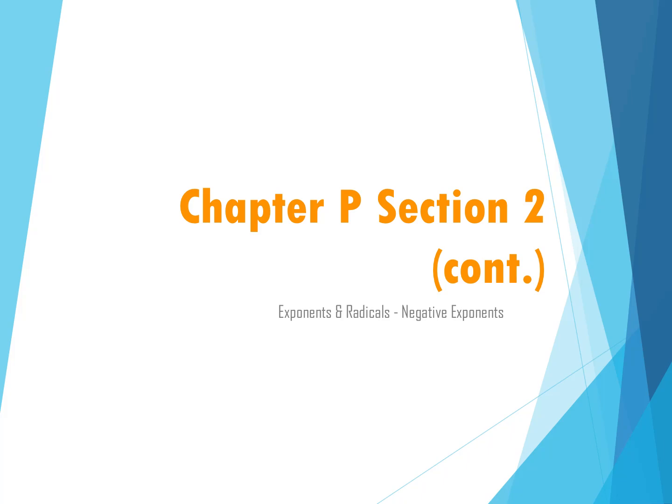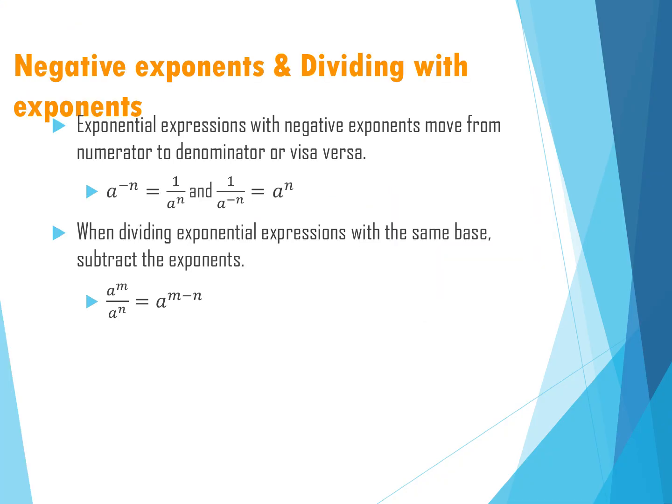All right, we're going to continue with chapter P, section 2. This lesson is going to be on negative exponents and dividing exponential expressions with the same base. Anytime you see a negative exponent, that is not considered simplified, so we need to simplify it by turning it into a positive exponent.